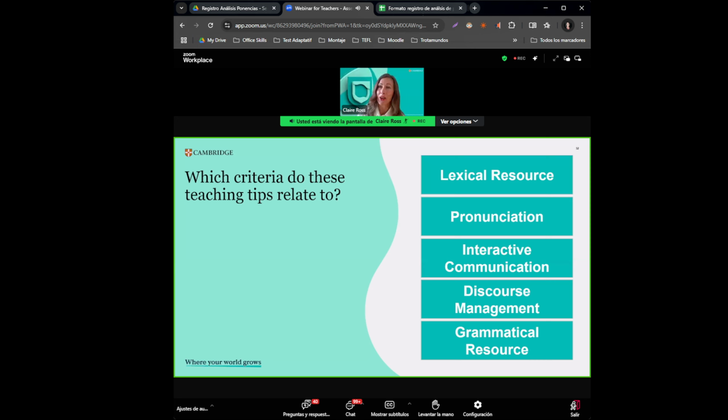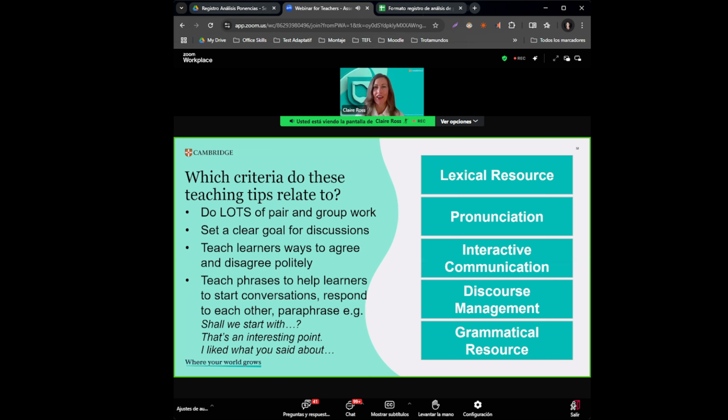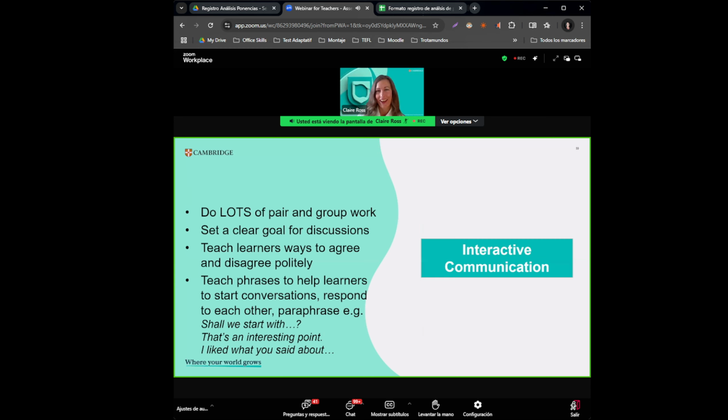Okay, let's move to another criteria now. I'm going to show you a few tips and they all relate to one of the assessment criteria, but which one? So doing lots of pair and group work, what does this help with? Setting a clear goal for discussions. Again, what do all these tips relate to? We've got IC in the chat, so I'm guessing that means interactive communication. Really nice. So things that help with this is lots of practice, but also teaching some functional language and phrases.